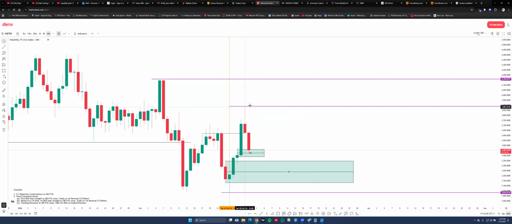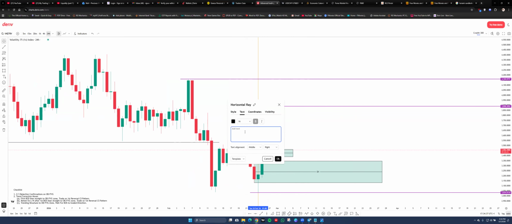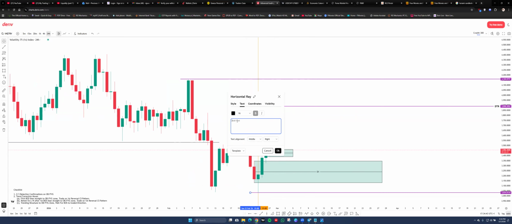So we're in between this range on a daily time frame. This is our daily trading range. I could name it DTR. Yeah, this is our daily trading range. Within that daily trading range now, we have the market coming back.